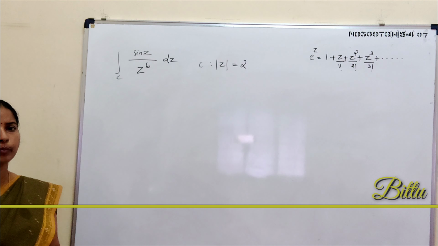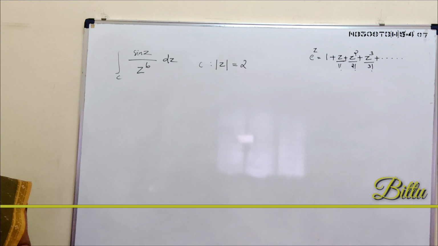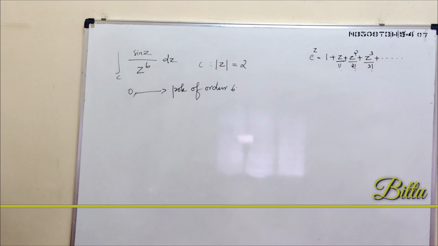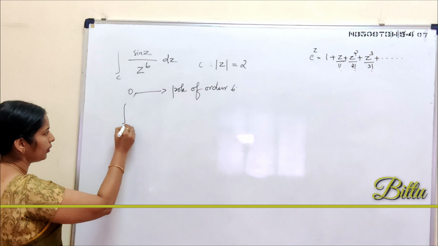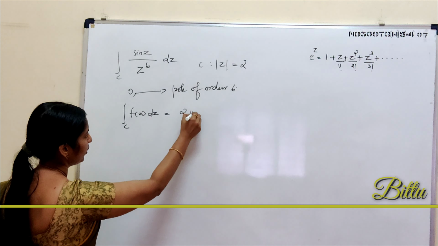Integral over C sin z by z raised to 6 dz, where C is mod z equal to 2. Clearly, its singularity is 0. It is a pole of order 6. So 0 is a pole of order 6. Clearly, it is inside of C. So by residue theorem, integral over C f z dz is 2 pi i into r1. Here, r1 is the residue of f at 0.